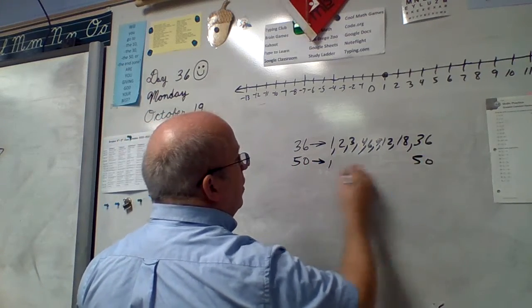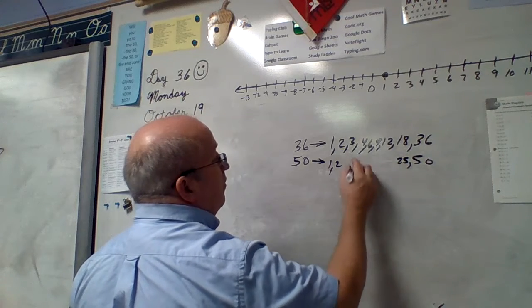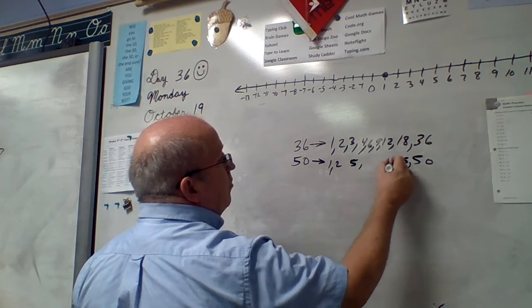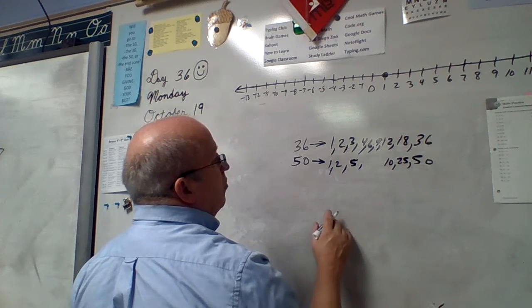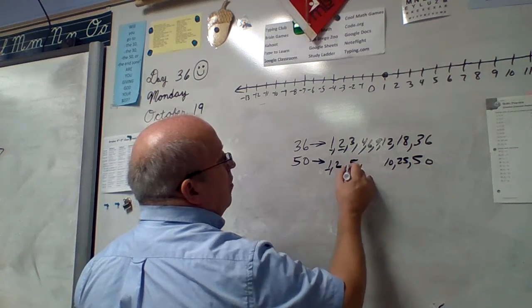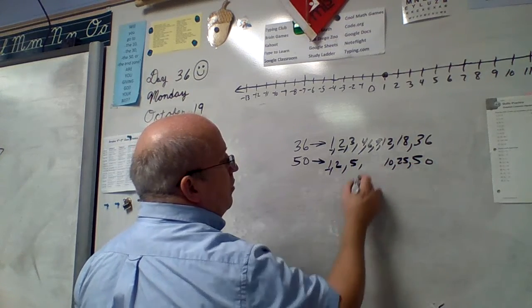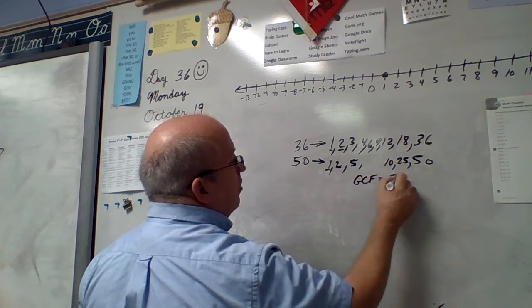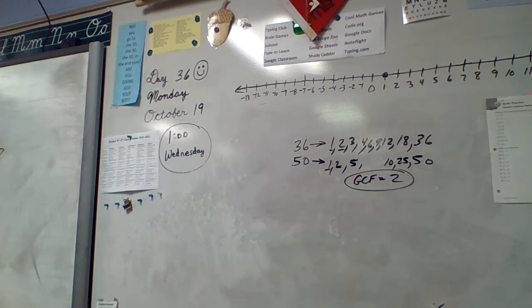1 and 50. How about 2 and 25? 3 doesn't work, 4 doesn't work, but 5 works. 5 times 10 works. 6, 7, 8, 9, none of those work. Okay, so what do we have in common? Set of 1's, 2's, 5, 10, 20. Wow. What's the greatest common factor of these two numbers? It's just the number 2. 2 is the biggest factor they have in common.